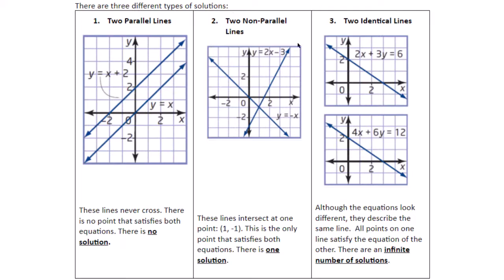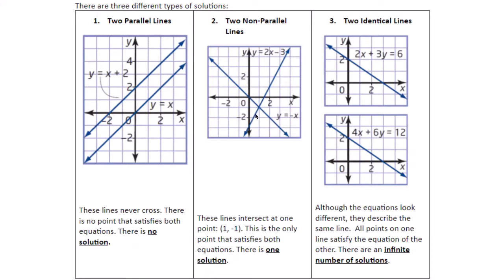If we have two non-parallel lines, which is what we are going to see most often, then these lines intersect at only one point. So it only crosses one point because it can't go back and cross again, otherwise it would not be a straight line. So this one point, which is the shared point between both lines, is the only solution.